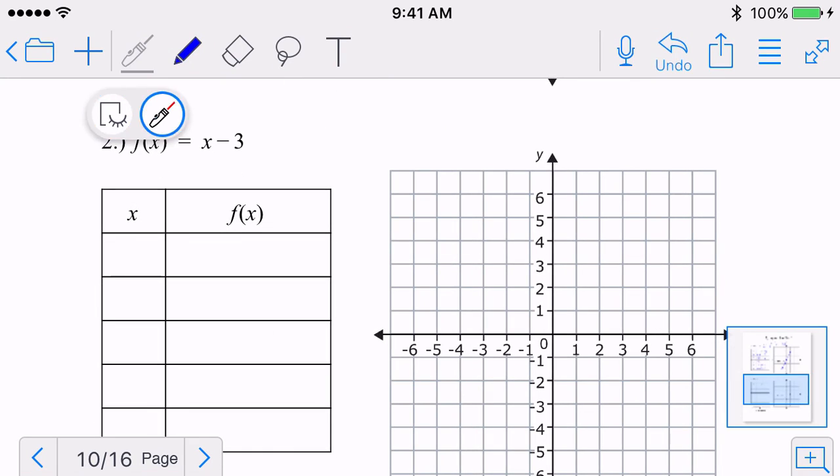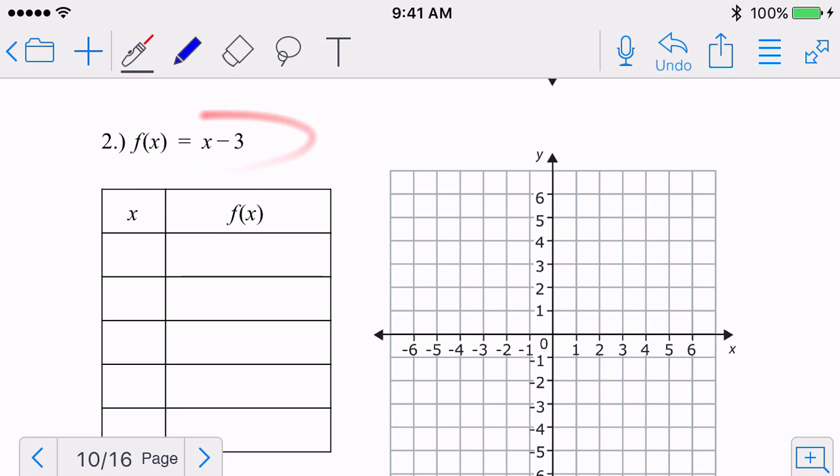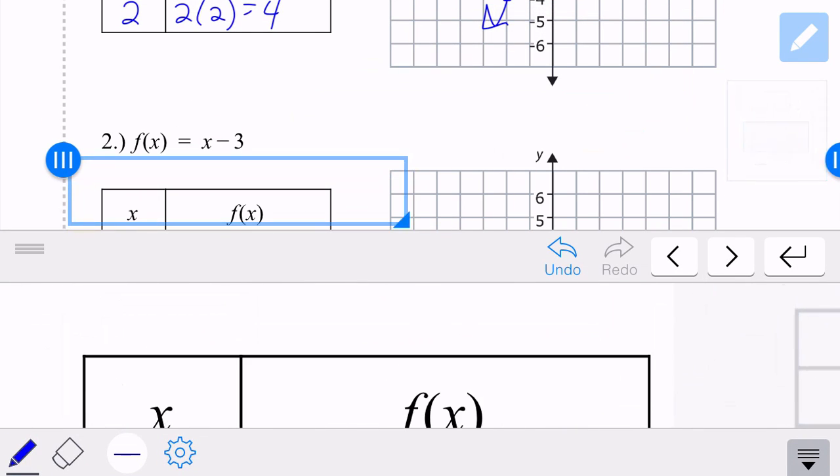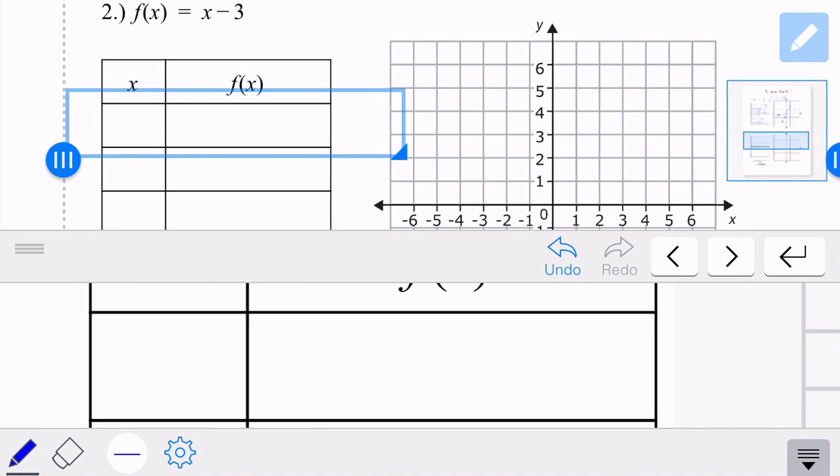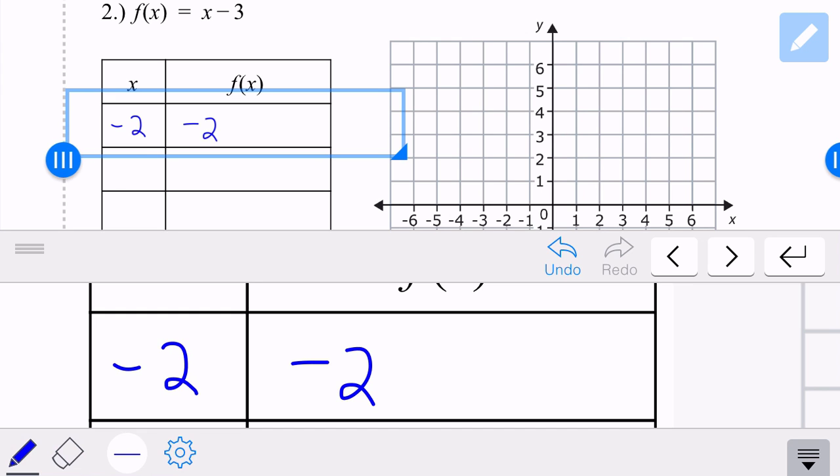This time we have f of x is equal to x minus 3. So every time we put our input in, we're going to subtract 3 from it. That's what that function is telling us to do. So again, let's just go ahead and start with -2. You could do anything you want. So you could go 0, 1, 2, 3, 4, 5 or something like that. Okay, it doesn't have to be the ones I'm picking. Those are just the ones I think are good to pick. But yeah, so then we would have -2 minus 3, which would give us -5.